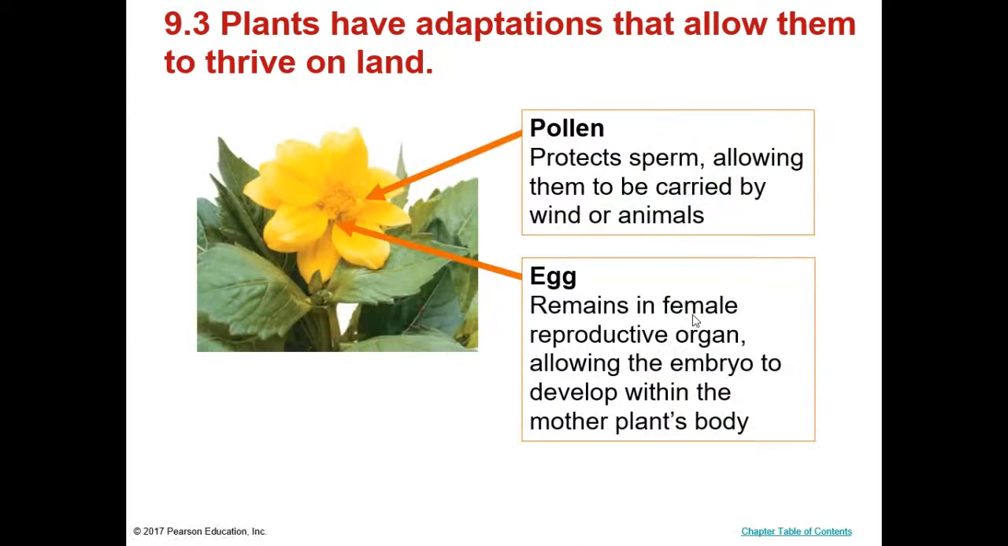The shoot system is made up of different structures: flowers, leaves, stems, petioles, meristems, and buds. Those are all parts of the shoot system of a plant. Angiosperms produce flowers, whereas gymnosperms produce cones. Those are two major categories of plants.